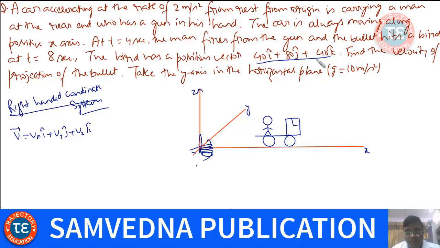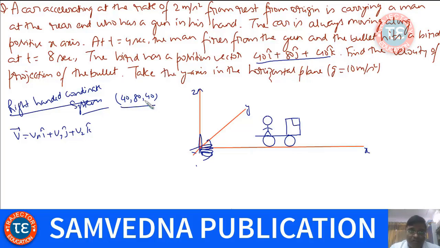This is the position vector of the bird: 40, 80, 40 is the coordinate of the bird, where the bullet has to go.